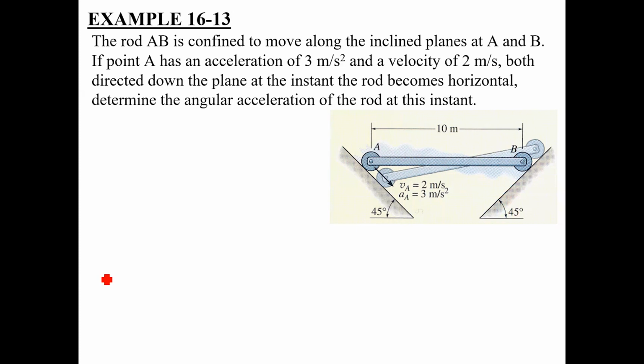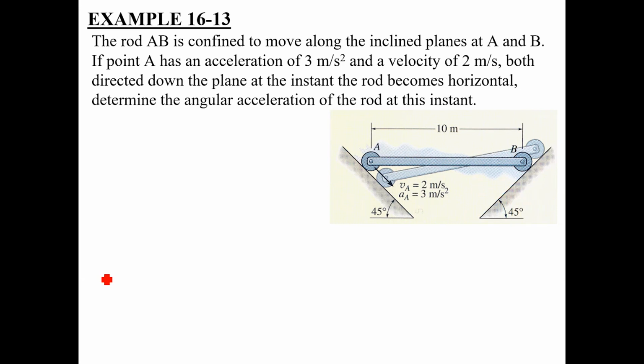Then you have a rigid link which is connecting these two rollers. This link AB has a length of 10 meters, and this rigid link is connecting point A and point B with each other. So let us read the statement first of all. The rod AB is confined to move along the inclined planes at A and B. If point A has an acceleration of 3 meters per second square and a velocity of 2 meters per second down the incline.